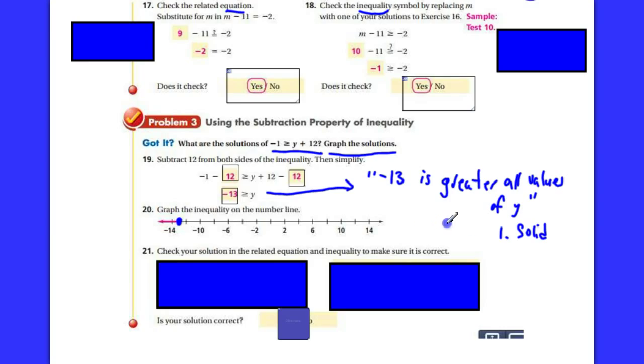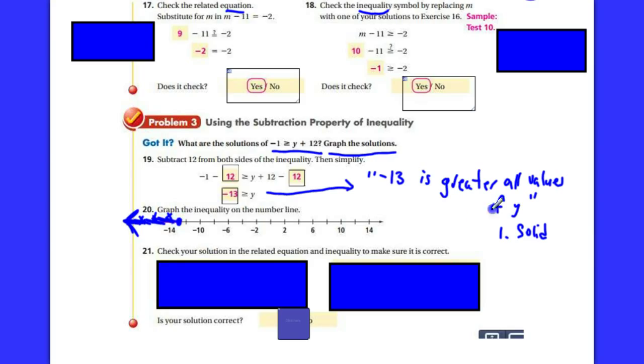Now you want to ask yourself, what is a value that would make this true? How about -14? Now think about it. -13 is greater than -14. Is that true? Well, that is true because it's to the right. Is -13 greater than -15? Yes, it is. So you're seeing that all values are going this way to make that a true statement.